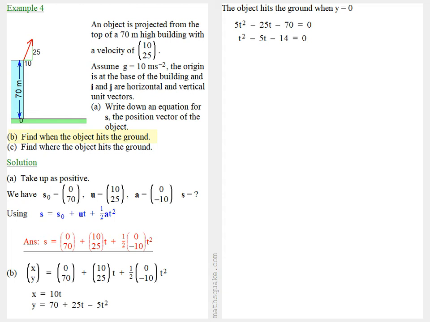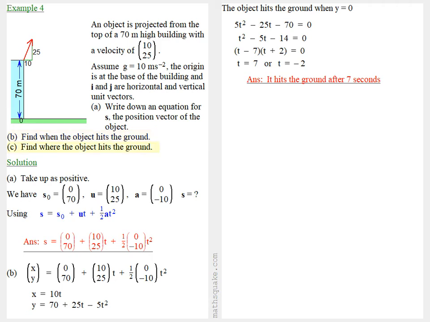Now to solve that, we can factorise it. It factorises as (t - 7)(t + 2) = 0, which means t is 7 or t is -2. But t must be a positive number, and so our answer is it hits the ground after 7 seconds.